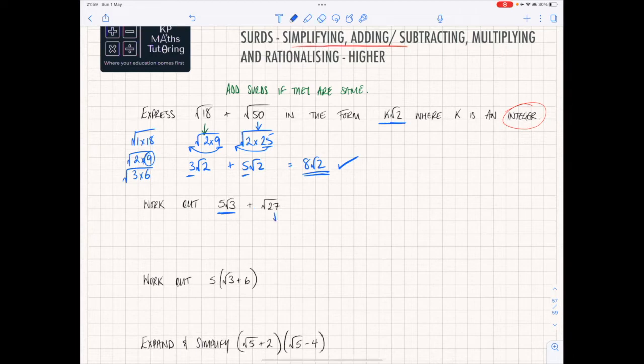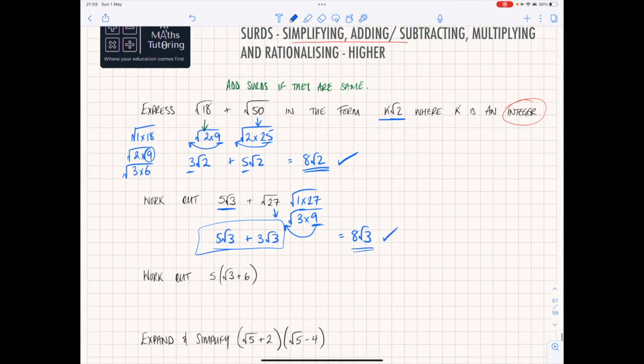Okay. So root 27 becomes 1 times 27. 2 doesn't go into it. 3 times 9. Again, you could stop here now straight away because you know that 9 is a square number. The square root of 9 becomes 3. So that actually becomes 3 root 3. And we've already got the 5 root 3. So here, this would become 8 root 3.